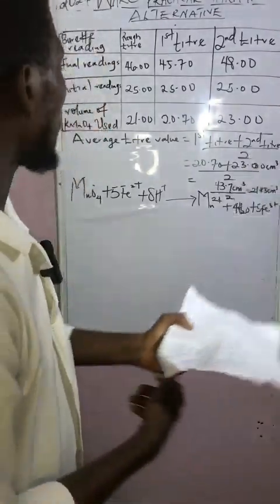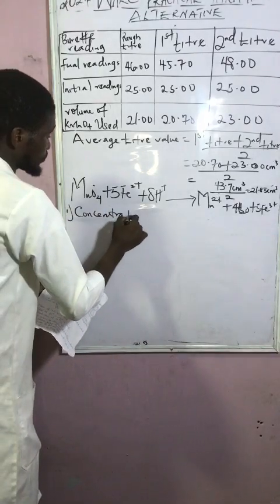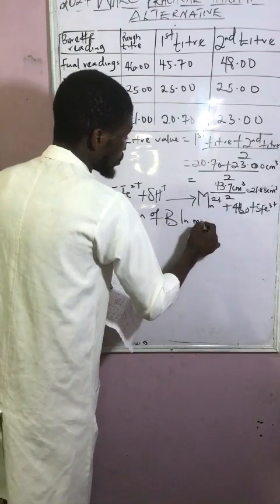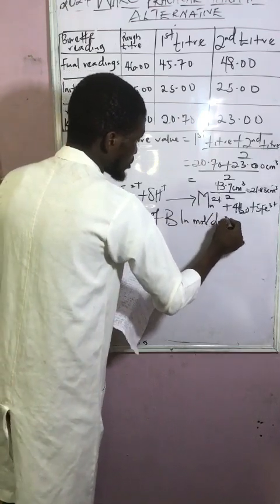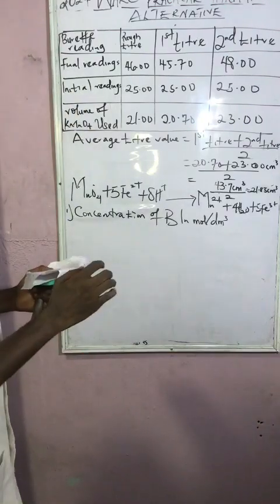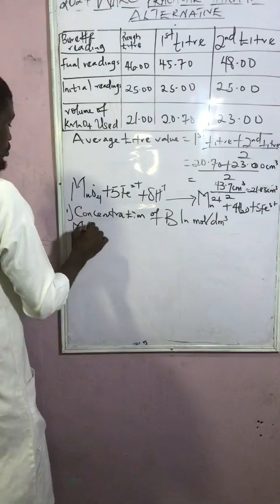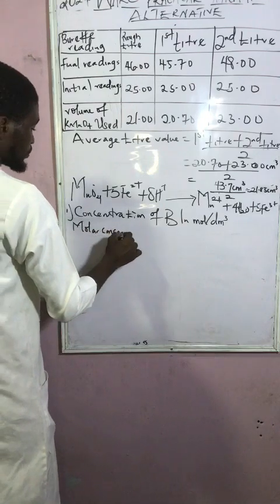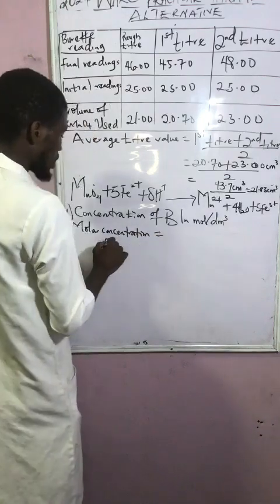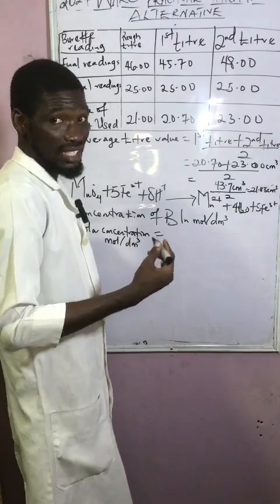So back to this now. Concentration of B in mole per dm cube. So write that concentration of B in mole per dm cube. Is that clear now? So what you are going to do first is note the formula to use here. So the formula goes as molar concentration equal, so we have this in mole per dm cube. This is the unit for molar concentration. Some can call it molarity, it's still the same thing.